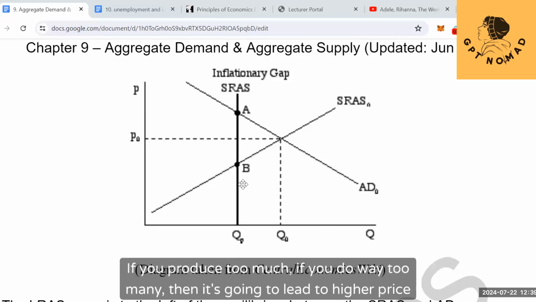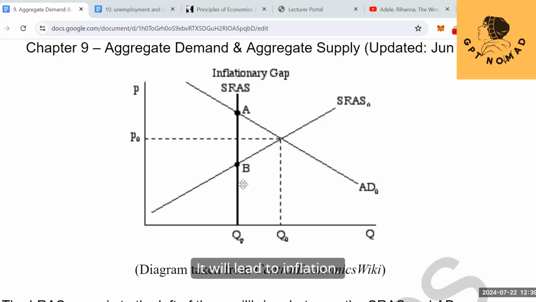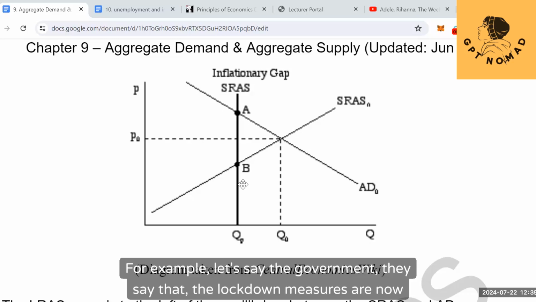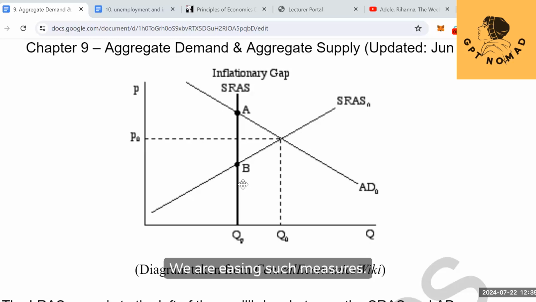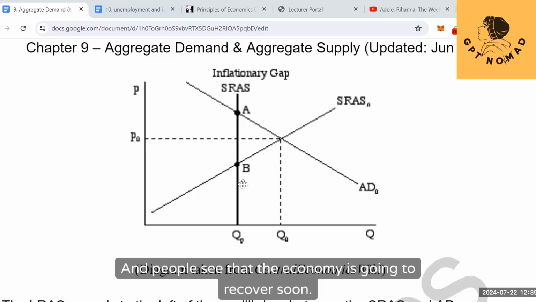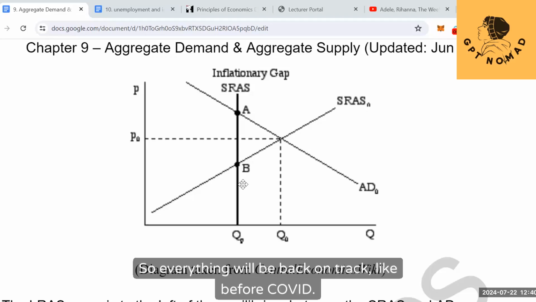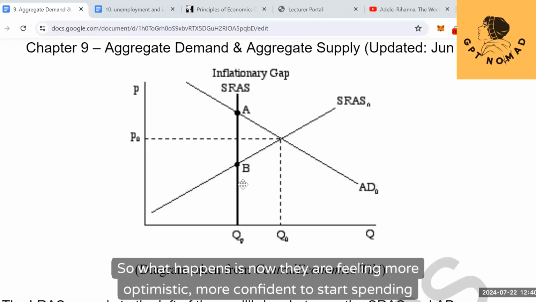However, if you produce too much, if you do way too many, then it's going to lead to higher price levels. It will lead to inflation. So in this case, there are too many people buying things, right? For example, let's say the government says that the lockdown measures are now removed. We are easing such measures, and people see that the economy is going to recover soon, and they're going to get back the job soon. So everything will be back on track, right? Like before COVID.